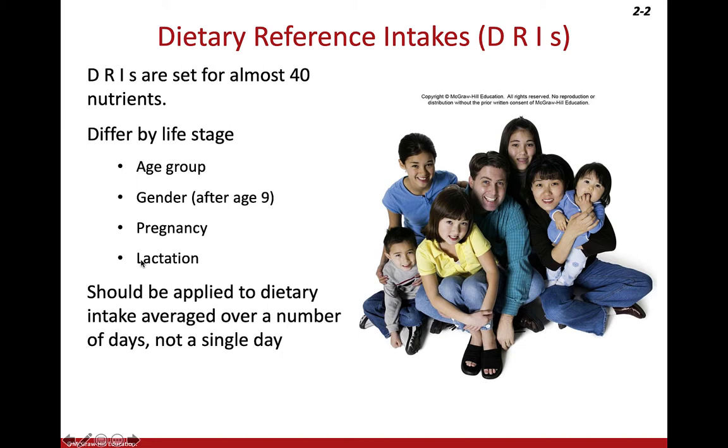The first thing that we'll be looking at are what are known as the dietary reference intakes, or DRIs. And what this is, they're actually a set of guidelines for a large number of nutrients. And one of the things, when we keep these in mind, how are they categorized? How do they differ? And it really is based on life stage. So things that are taken into account are age group, gender after age 9. And notice, once again, it's after the age 9.